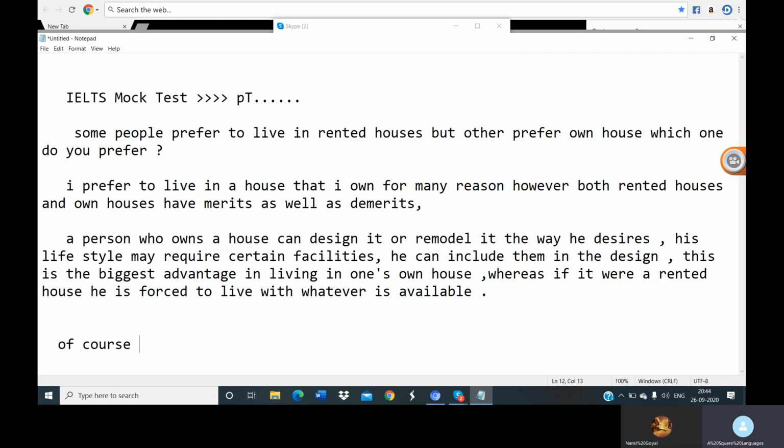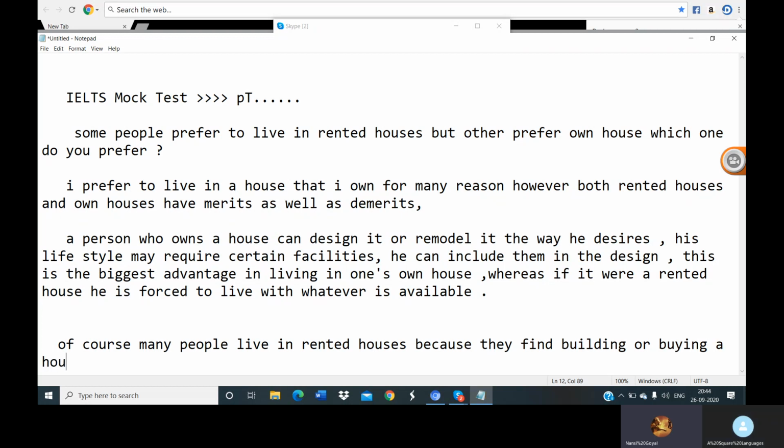Very good. Now, of course, many people live in rented houses because they find building or buying a house beyond their means. So what I'm saying is, many people live in rented houses because they find building or buying a house beyond their means.